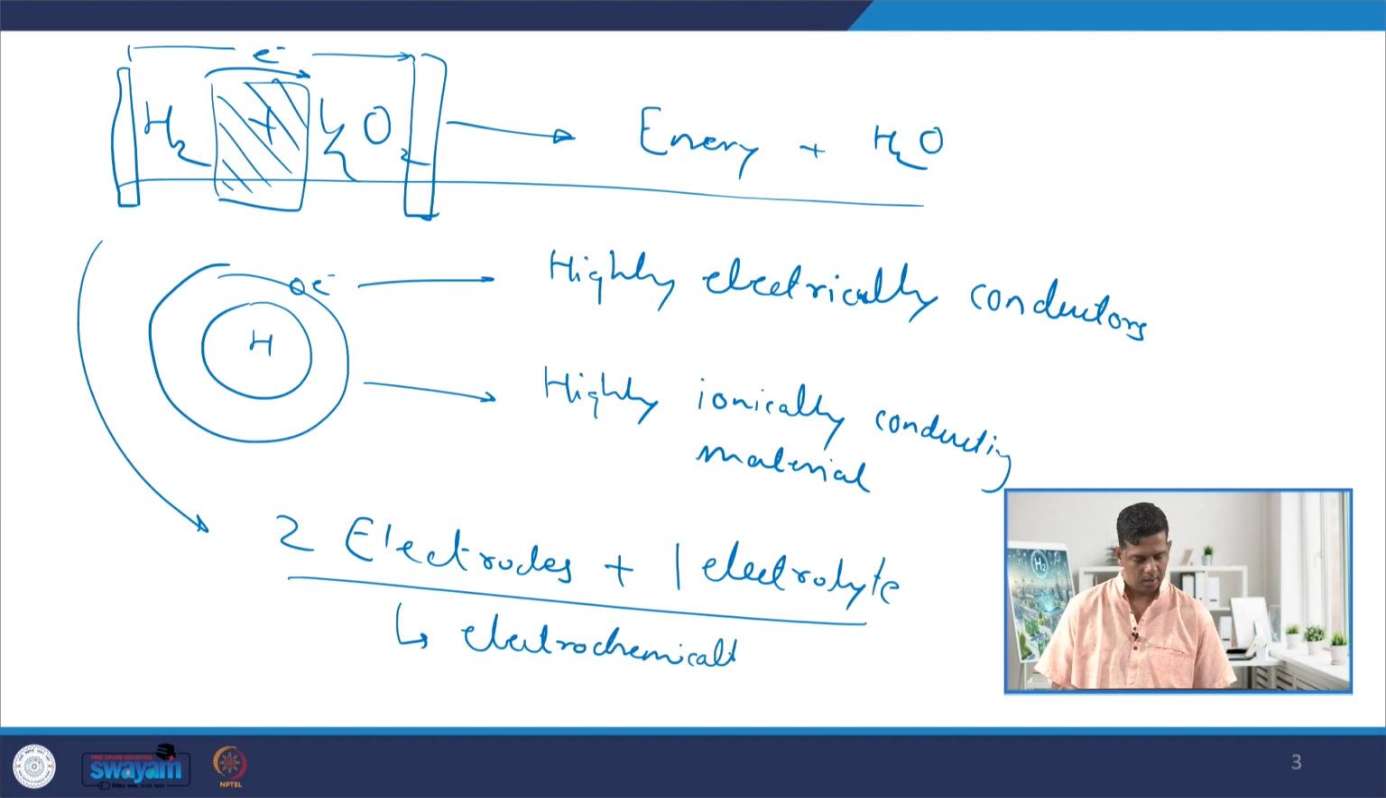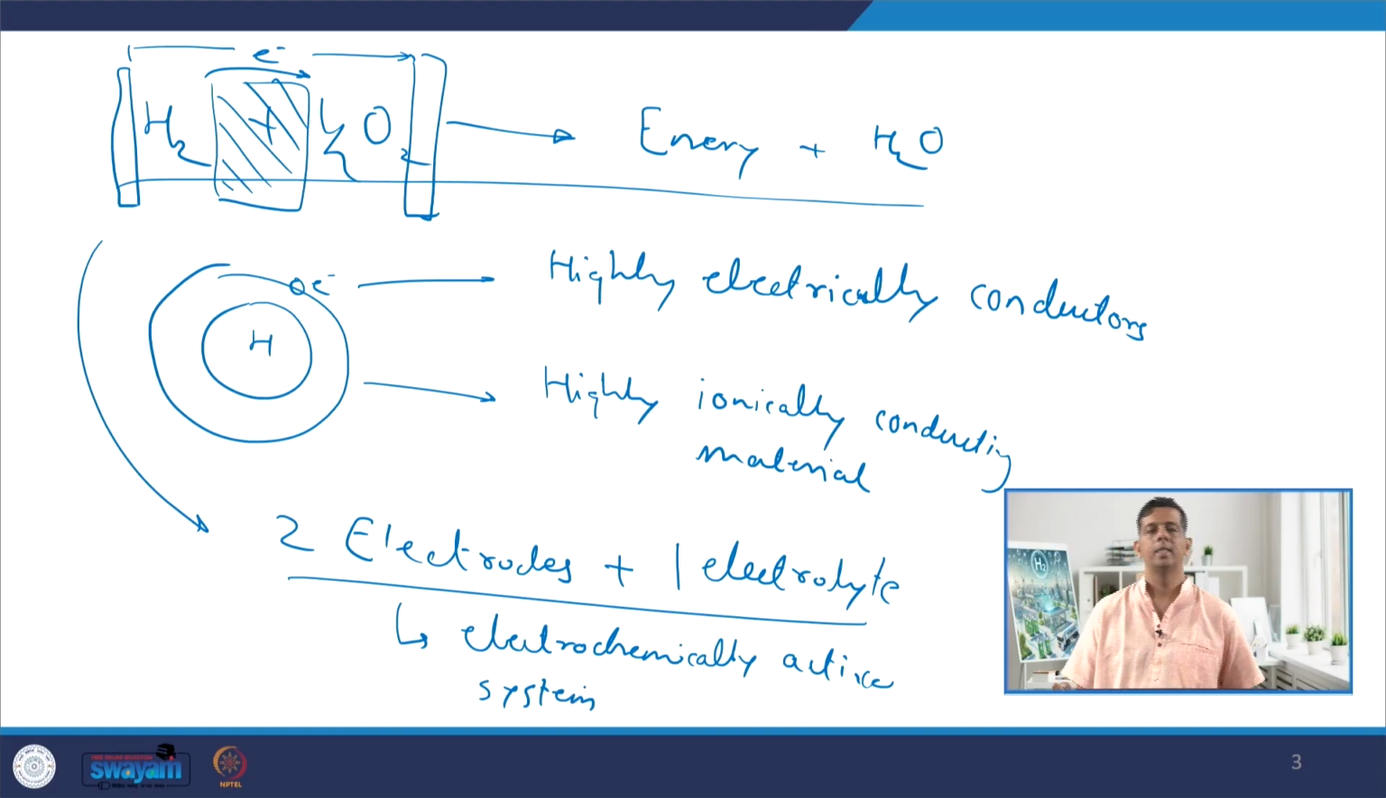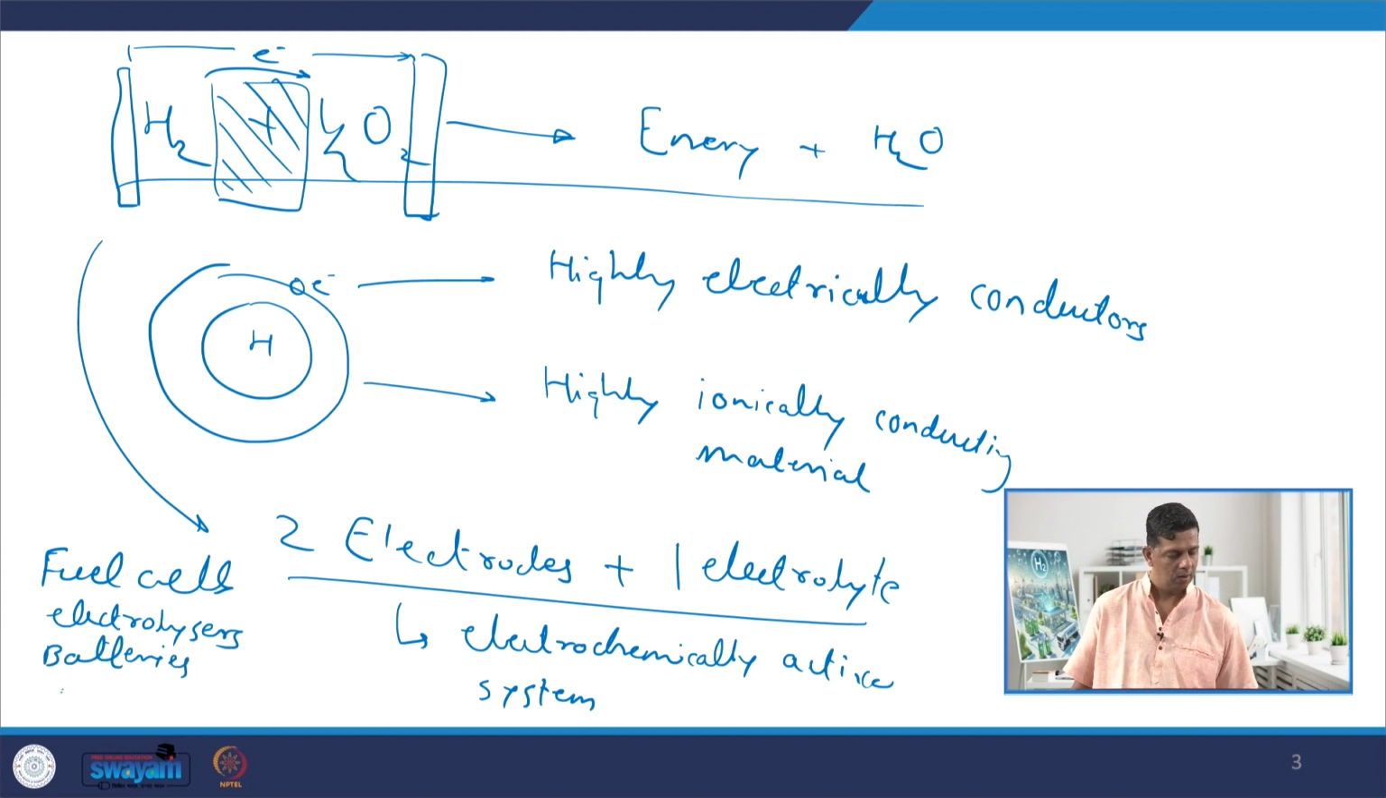Electrochemical or electrochemically active systems. So, if you take an example, fuel cells or electrolyzers, batteries or capacitors, they are all examples of electrochemical systems.